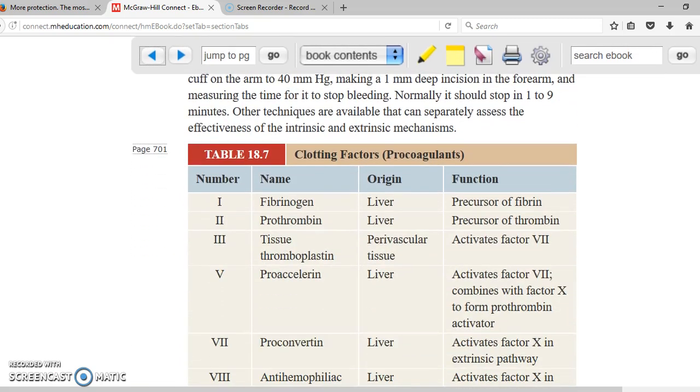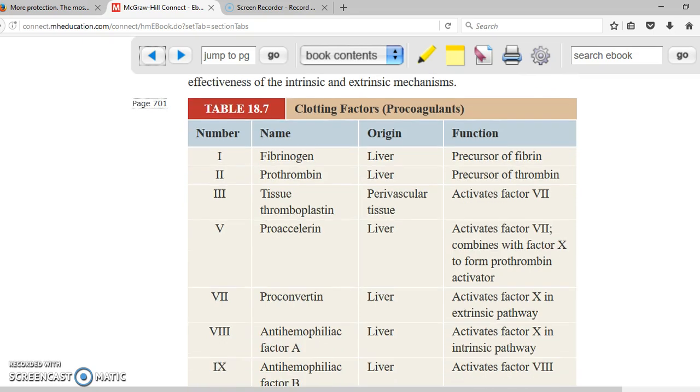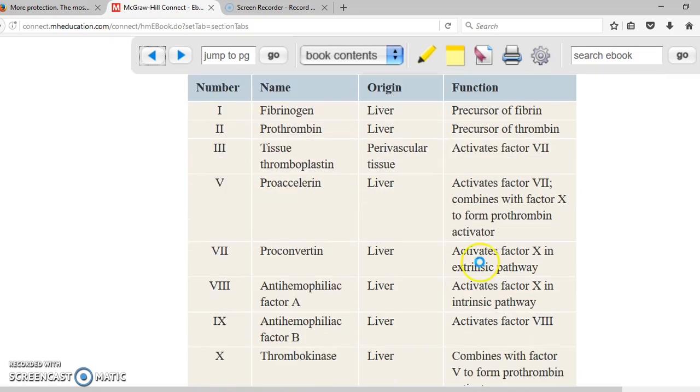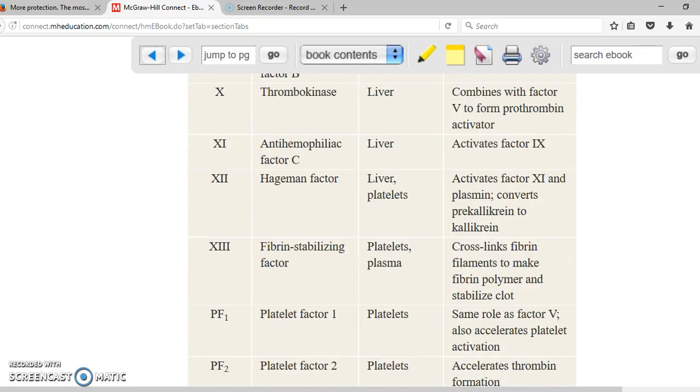Let's take a look in here at the clotting factors in table 18.7. So as you can see, you have the number of the clotting factor, the name of the clotting factor, and where they come from. So as you can see here, most of them come from the liver, but at the bottom, you're going to see the other clotting factors that actually come from platelets.